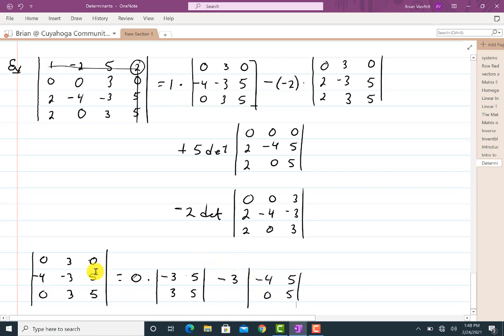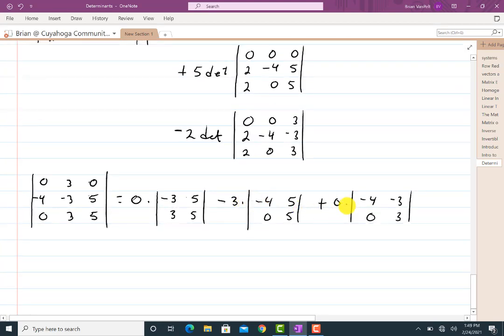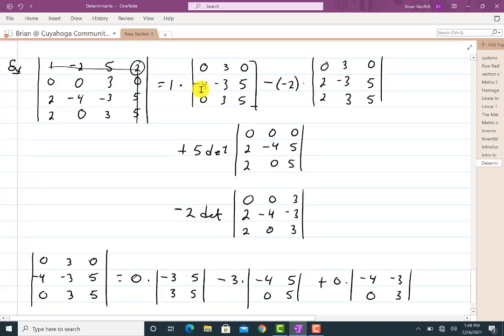And then finally move on to the last 0 and do the same thing. Cross out its row and its column, and we have -4, -3, 0, 3. Now of all these, the zeros don't matter. The only thing that's going to matter here is this particular piece here. So we're going to get -3 times -4 times 5 minus 0 times 5, and that looks like that'll be 60.